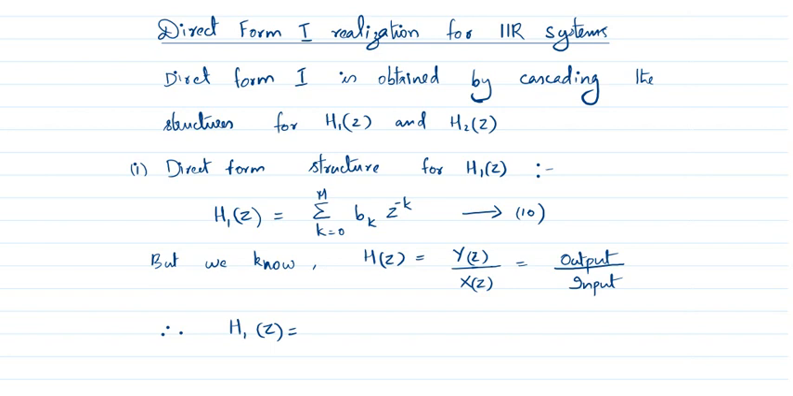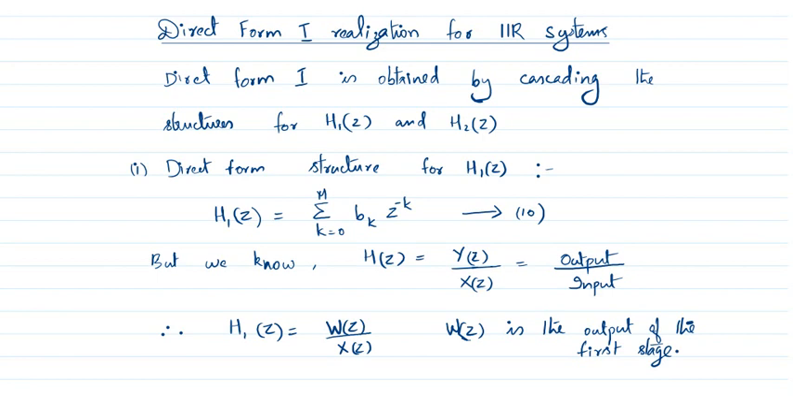Okay, so from this equation we can write H1(z) equal to W(z) divided by X(z). So here W(z) is the output of the first structure. X(z) is the input and the transfer function is H1(z), and we will get the output W(z). So W(z) is the output of the first stage.